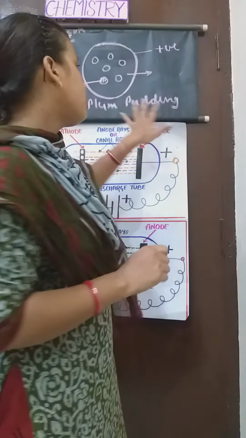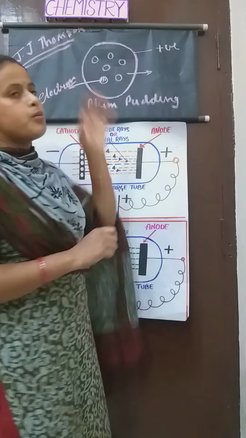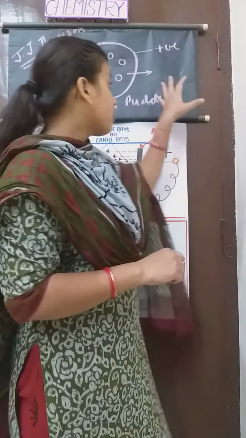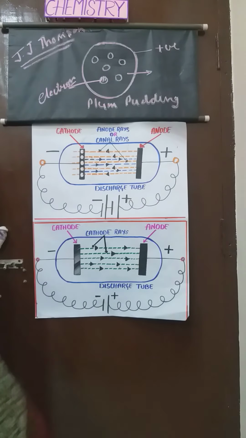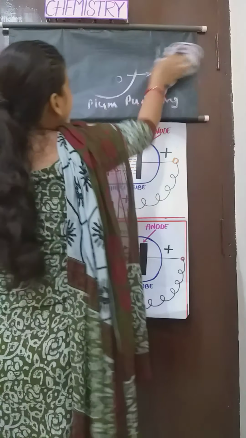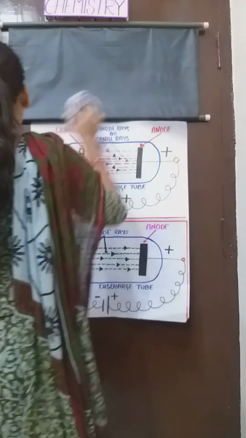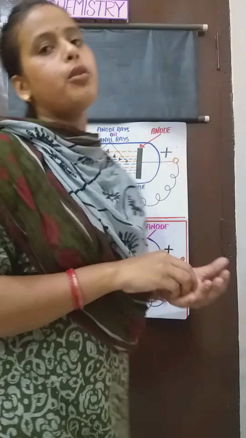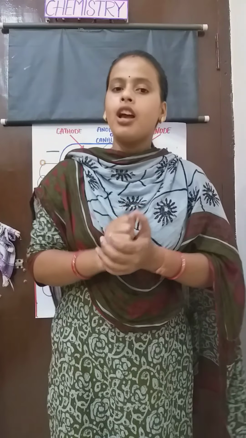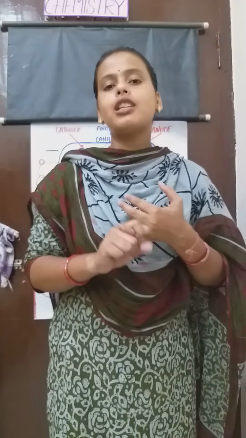Yes, class. Now after J.J. Thomson, the next model was given by Rutherford. Before studying the Rutherford model, we will study two things. In Rutherford's experiment, he took two things: the first is alpha particles and the second is a thin gold sheet.